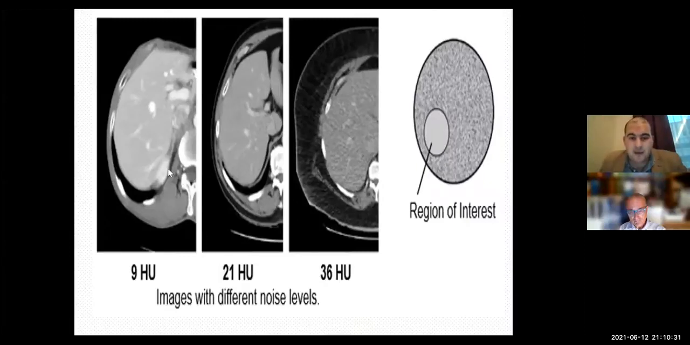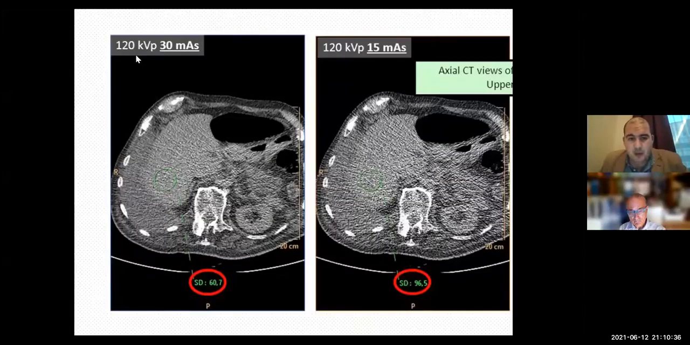If you want to measure the noise also, this patient is at 120 kV, but the only difference is here 30 milliampere second, and here 15 milliampere second. If you take a ROI here on the liver region, you will find here the standard deviation is 60 and here the standard deviation is 96. So higher standard deviation means higher variation in the CT number, which means higher noise.